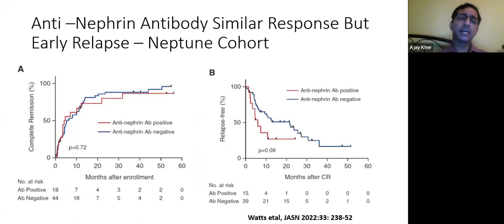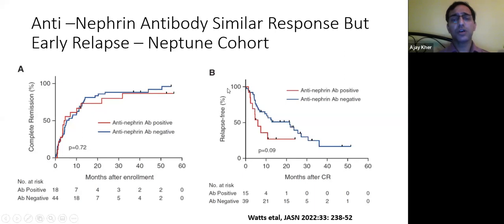Then they looked at those with antibody from the Neptune cohort and those who were antibody negative to see what their response was. So what their complete remission was. And there wasn't any difference between the complete remission of the antibody positive or antibody negative. The treatments were different, and what treatment is in the supplements, and I'll not go into that.